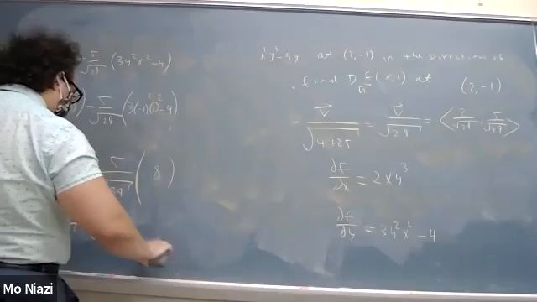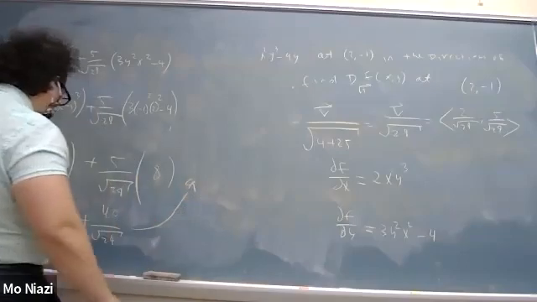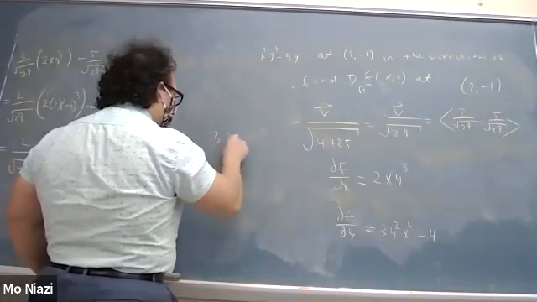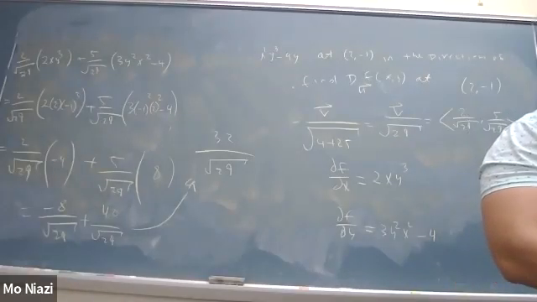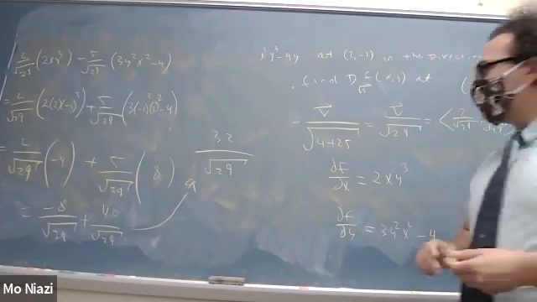So then this actually becomes 40. So it reduces to 32 over square root of 29. Okay.